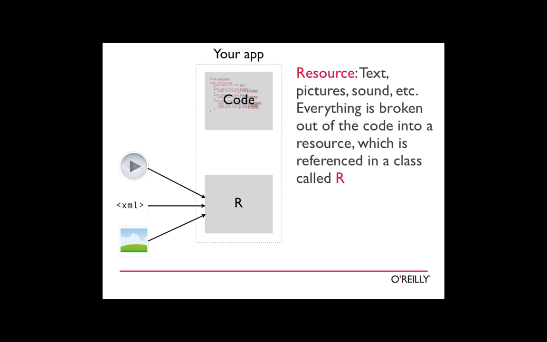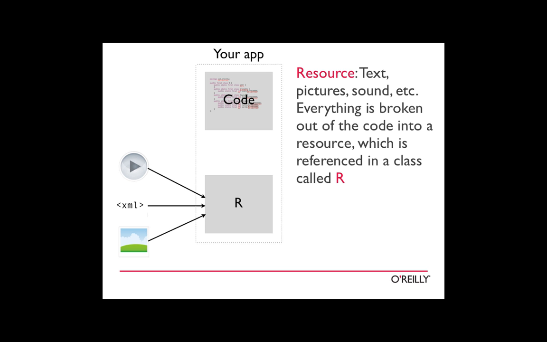you can get a handle on any of those resources in a conventional manner, so you don't have to go looking up strings off of the file system or things like that. So when we talk about resources, we're talking about things that you're going to pull in through this class called R, and those can be of many different types.